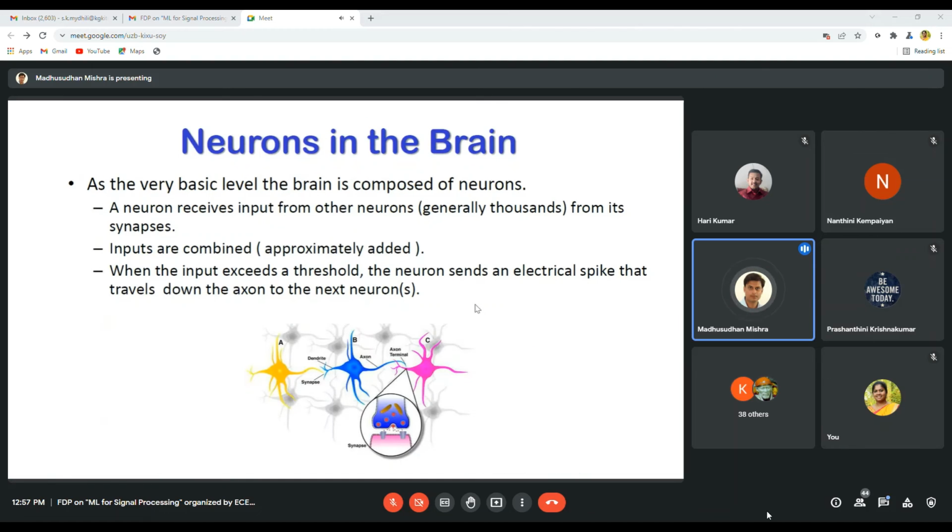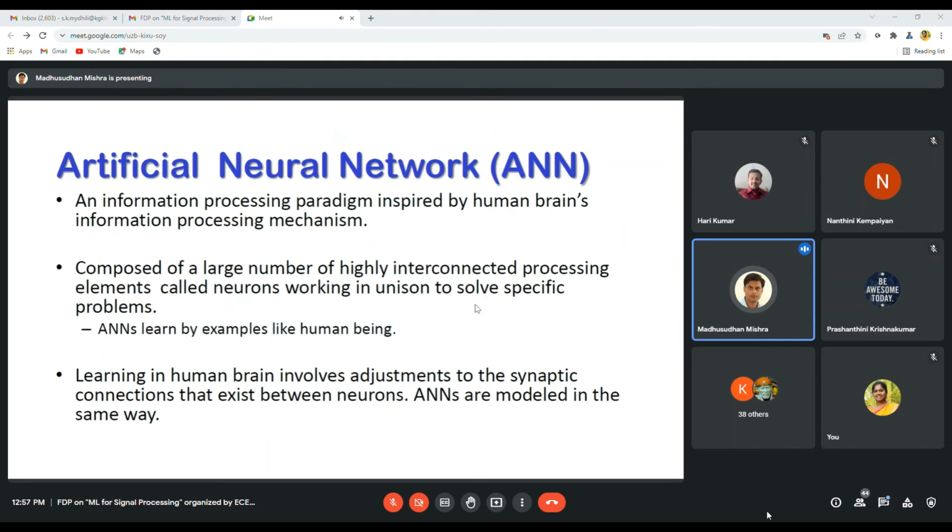And for that, it's important to understand how our brain works. At the very basic level, the brain is composed of neurons, so they try to model the neurons with the help of artificial neural networks, an information processing paradigm inspired by the human brain's information processing mechanism.